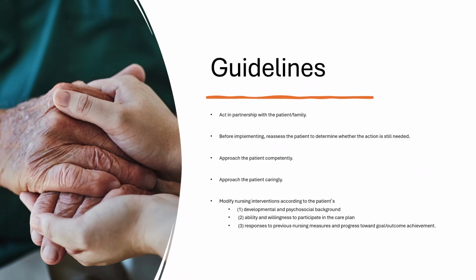One, act in partnership with the patient and the family. Before implementing, reassess the patient to determine whether the action is still needed. Approach the patient competently and caringly, and modify any nursing interventions according to the patient's developmental and psychosocial background, their ability and willingness to participate in the care, and responses to previous nursing measures and progress toward the goal or outcome achievement.